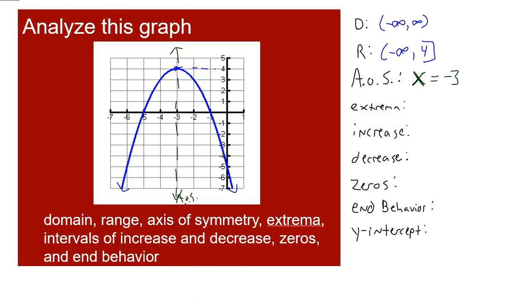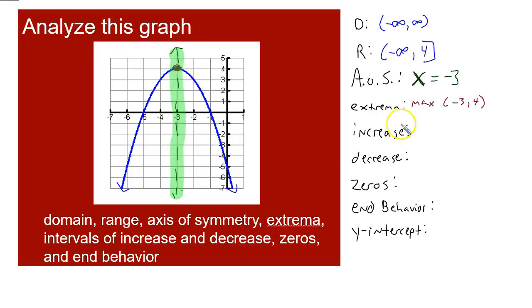All right, the extrema. Well, I want to communicate what type of extrema this is. Is it a minimum or a maximum? The highest point here is a maximum. I'm just going to put max there, and the maximum is at the point negative 3 comma 4. Now, let's clean this up just a little bit. I'm going to keep this line here. Maybe I'll change it to be kind of like a green line there.